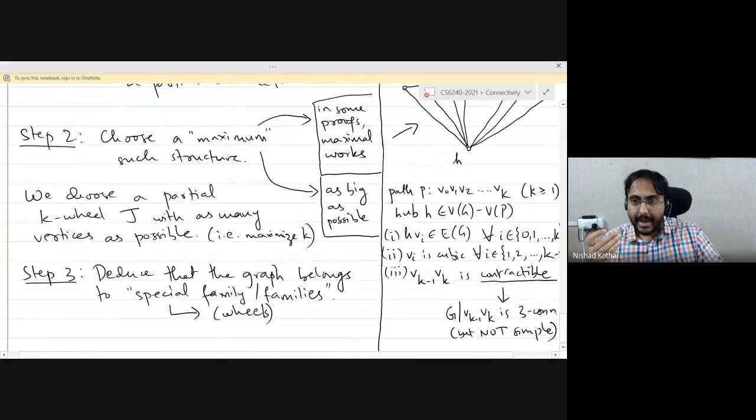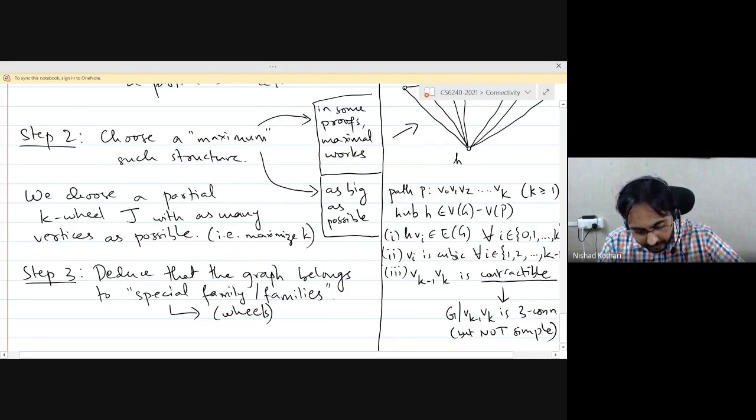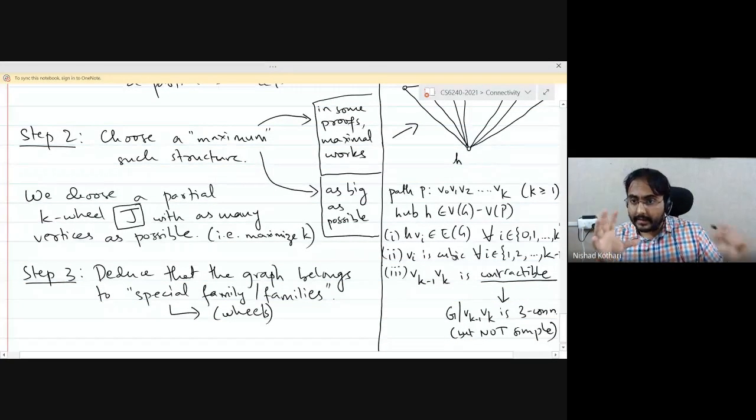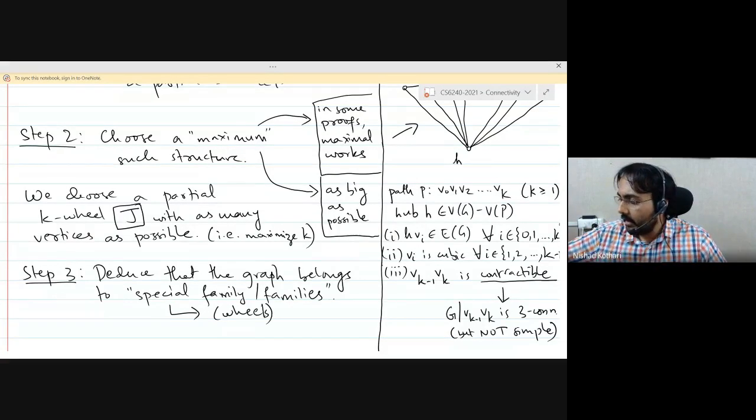We are going to choose a maximum such structure, and the structure in our case is a partial k-wheel. So we will choose a maximum partial k-wheel. So what do I mean by maximum in this context? I mean a partial k-wheel with as many vertices as possible, which is the same as maximizing k, right? So we will choose a partial k-wheel J. That is a subgraph of your graph. I like to use capital letters for subgraphs, G, H, J. So we have the subgraph J, which is a partial k-wheel with as many vertices as possible.